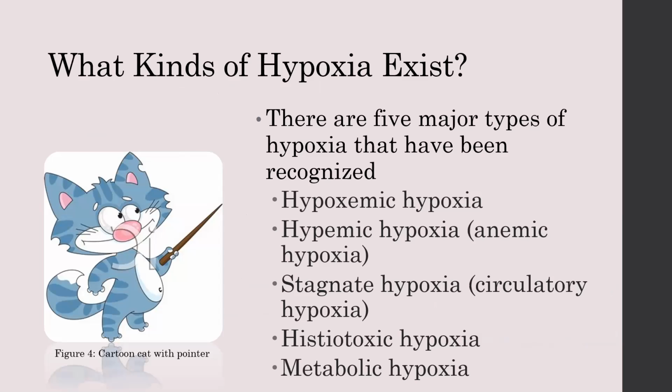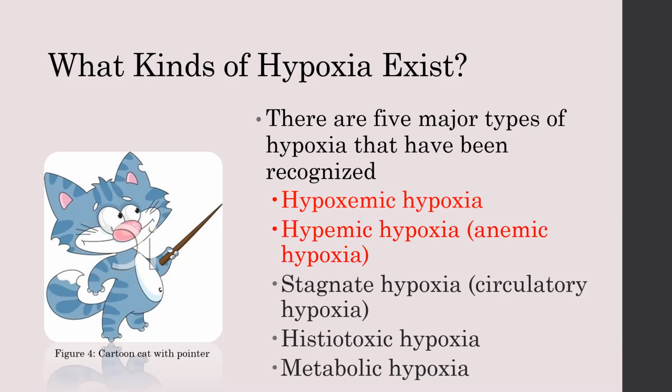So what kinds of hypoxia actually exist? There are 5 major types that have been recognized and defined. The first one being hypoxemic hypoxia. This occurs when the patient has inadequate oxygen, with the end result being inadequate oxygen carrying capacity within the blood, which is secondary to hypoxemia, and there is decreased partial pressure of oxygen and a saturation of hemoglobin with oxygen.